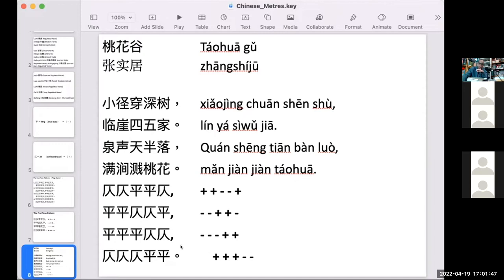Very perfect example of this first pattern. You can go through it line by line, but here in front of you, you will find it exactly: zi zi ping ping zi, because third, fourth, then first, fourth. That means zi zi ping ping zi, and so on. Okay.